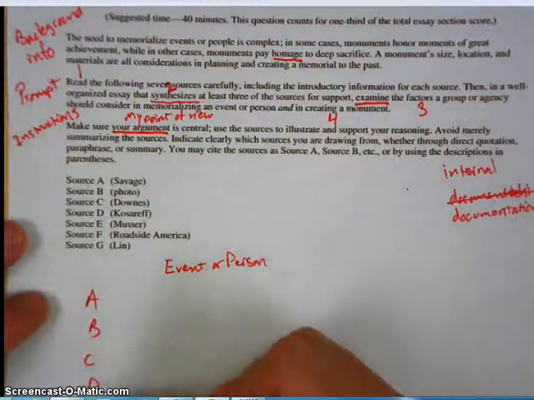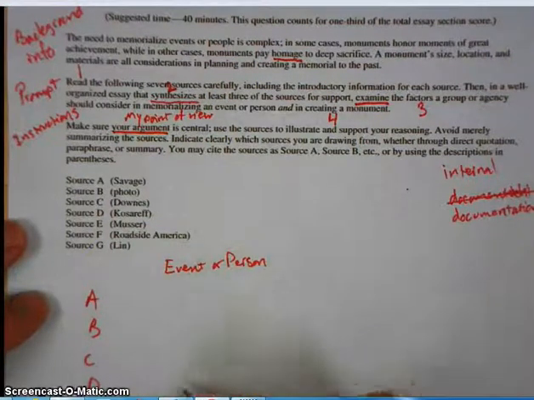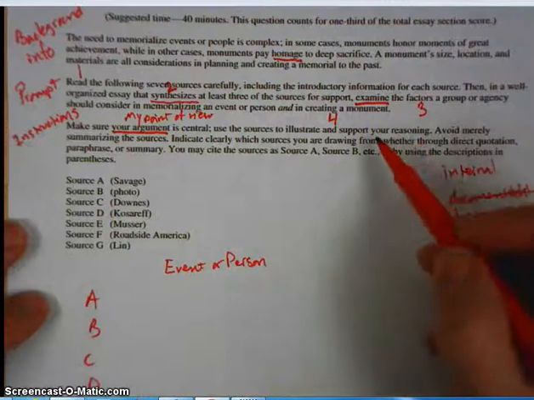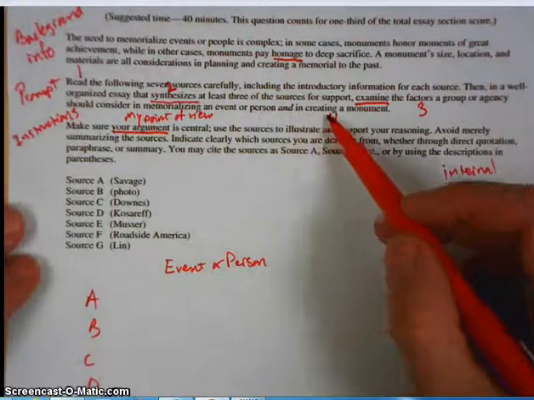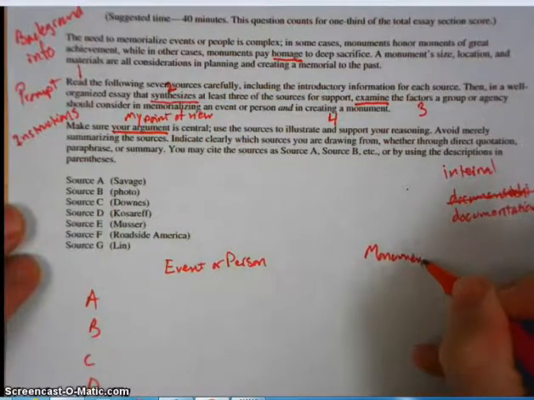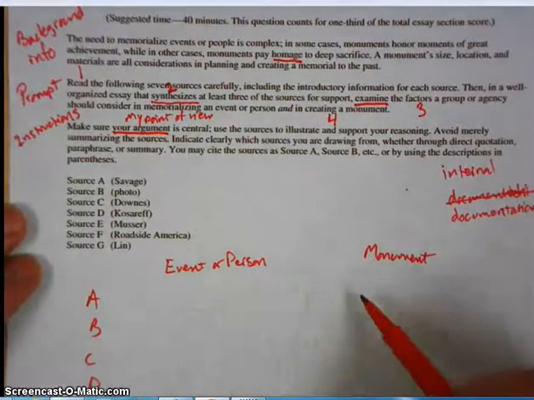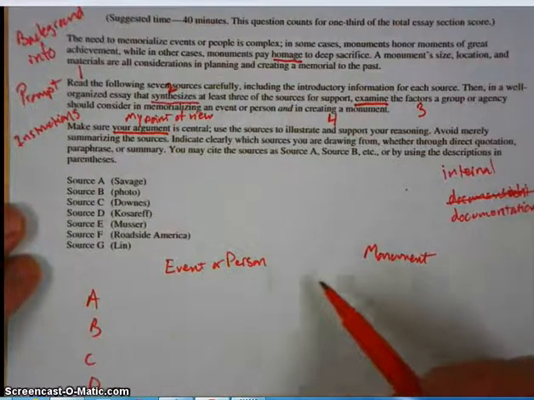As we read these sources, I want you to write down one or two things that talk about an event or person. The second thing we need to look for is the factors in actually creating the monument. Now, not all of these sources may talk about both of these, but we at least want to read and look for these factors.